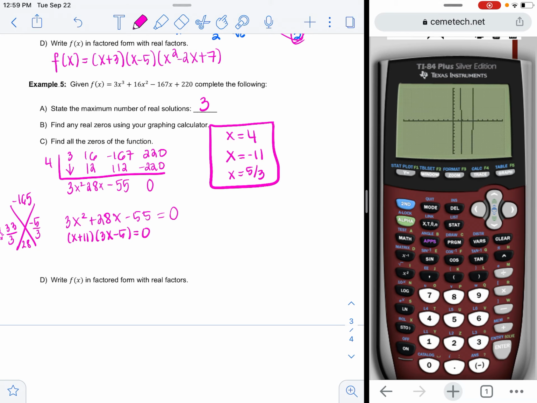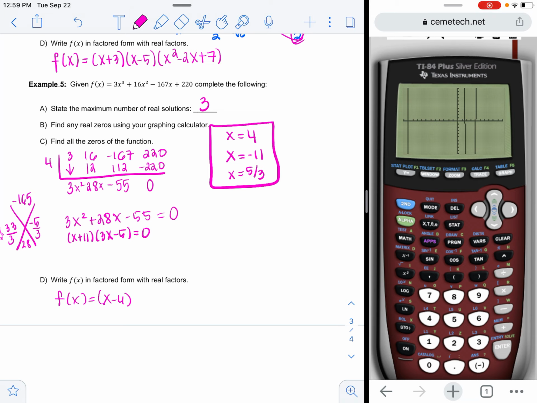So now you can see that if I go back to my graph here, the first zero that I can see with my eyes right there was 5/3, so I couldn't tell what it was. Also, if I hit window and change my x minimum to negative 12 and graph, you can see that there's the negative 11 that just popped up over there too. Right? Okay.